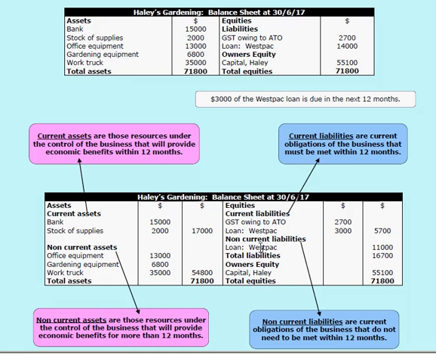So from now on, balance sheets have to be classified, the assets into current and non-current assets, and the liabilities into current and non-current liabilities.